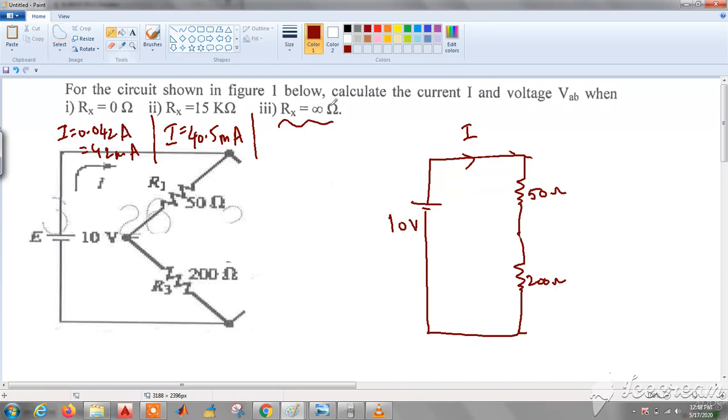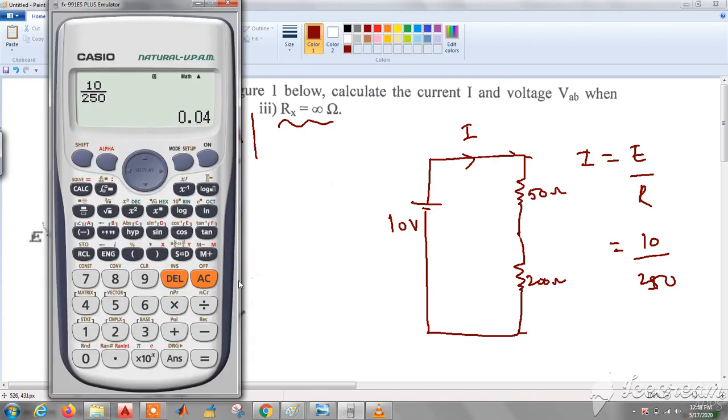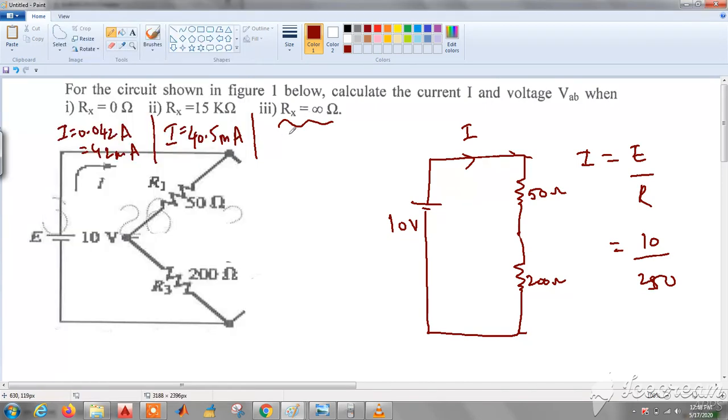Now the current will be, we know that current is E by R equivalent, so 10 by R equivalent, which is 50 plus 200, that is 250. That will give us 0.04 or 40 milliampere. This is our current when the resistance is infinity.